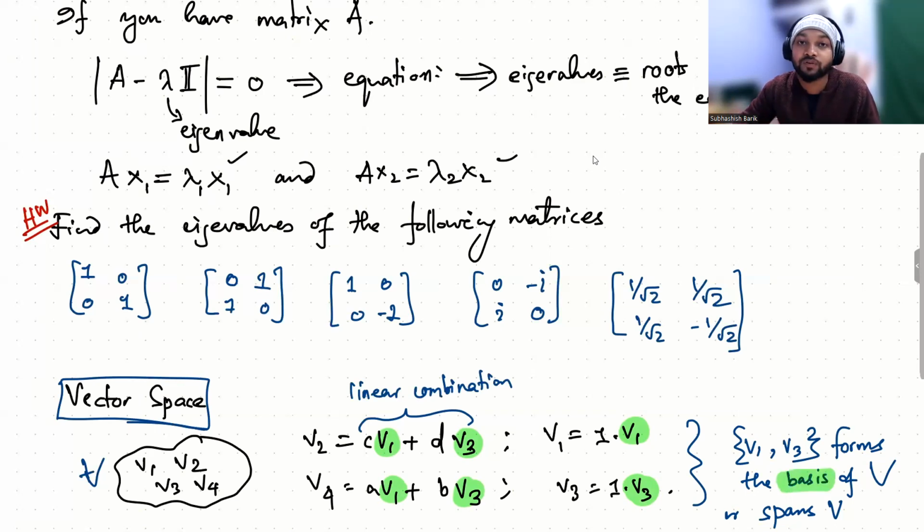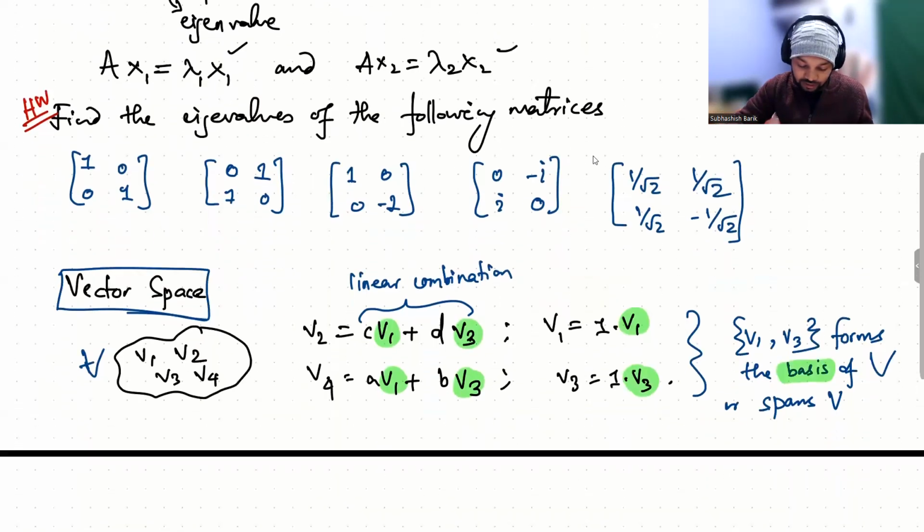For example, in quantum computation, 0 and 1 form a basis, and this basis is called the computational basis. There's another basis called the Hadamard basis. We'll look at them in some other lecture in detail.